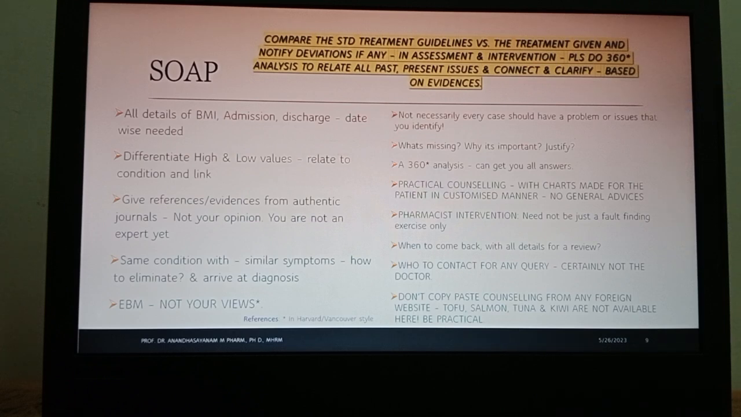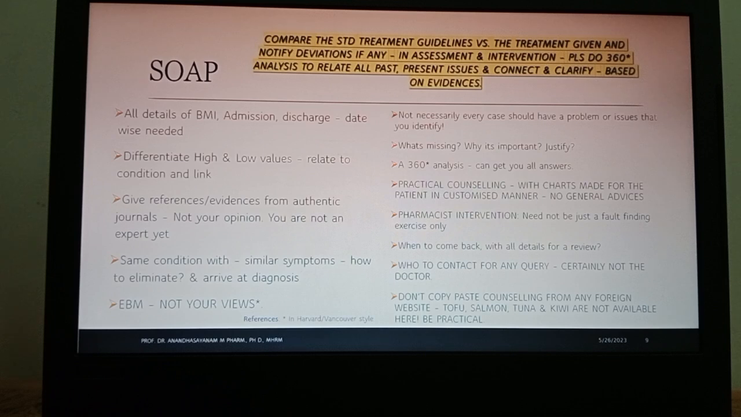What's missing? Why is it important? You need to give a justification. Just saying that they have not done this test, they have not measured the serum ferritin, this has happened. Now, why do you feel it is important? You need to give a justification. You need to have an answer. You need to have evidence for that. A 360-degree analysis can get you all answers.